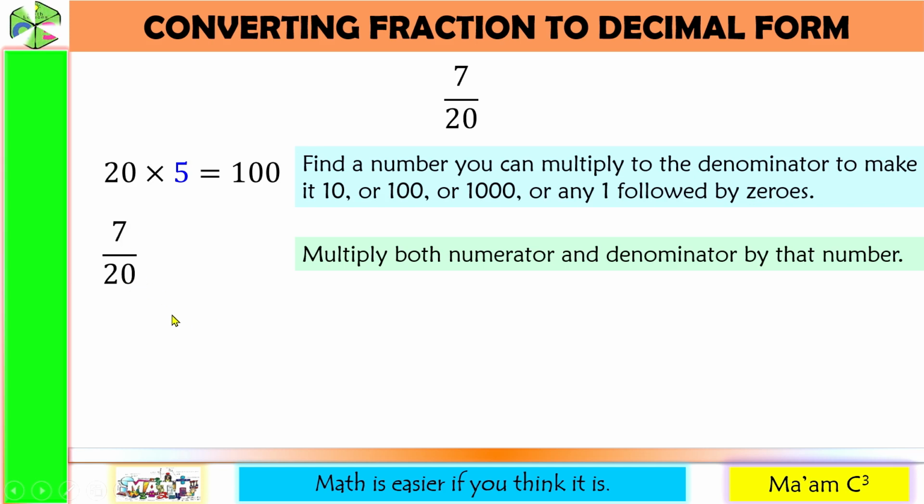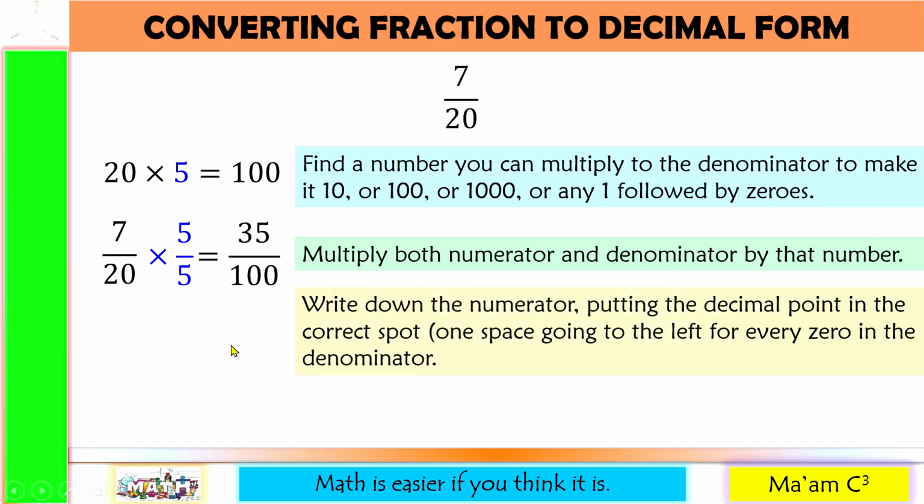Multiply this by 5 over 5. 7 times 5 is 35. 20 times 5 is equal to 100. Step 3, let us write down our numerator. The decimal point is initially here. Let us put it in the correct spot.